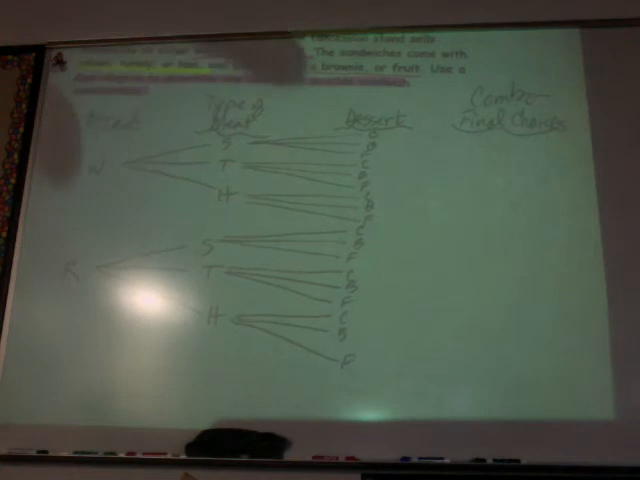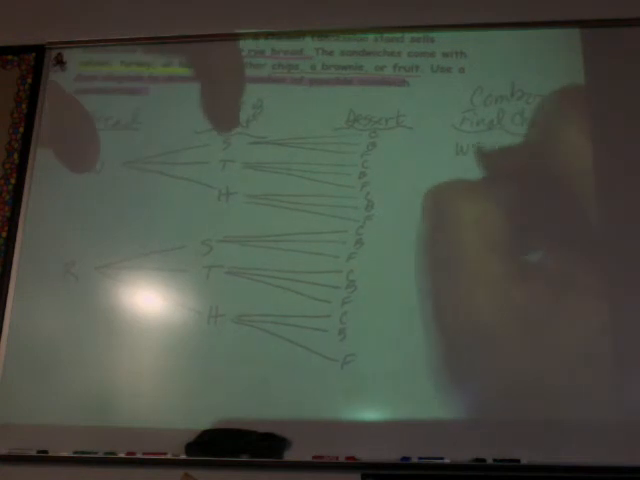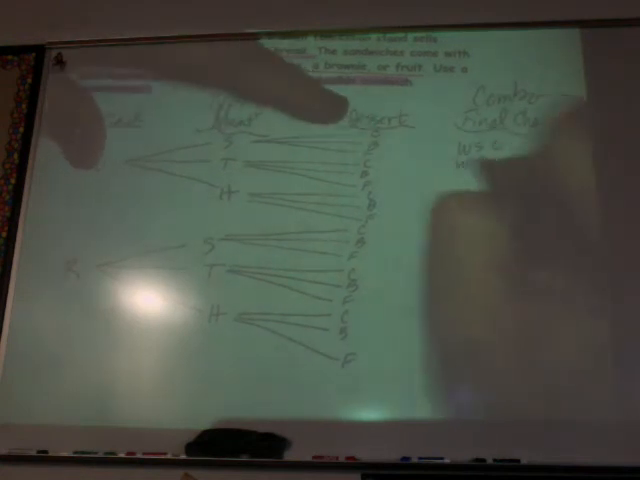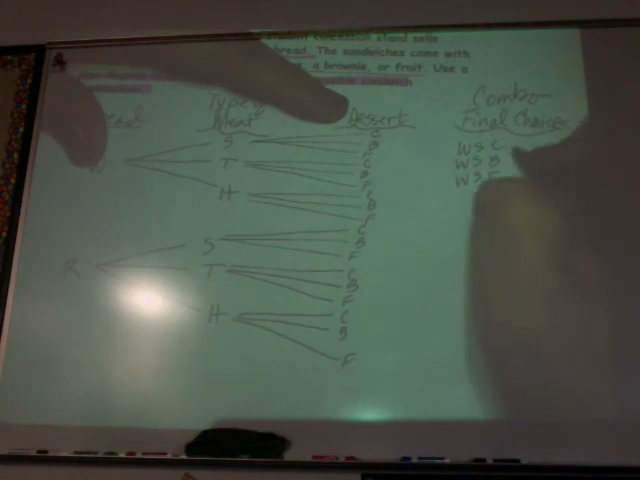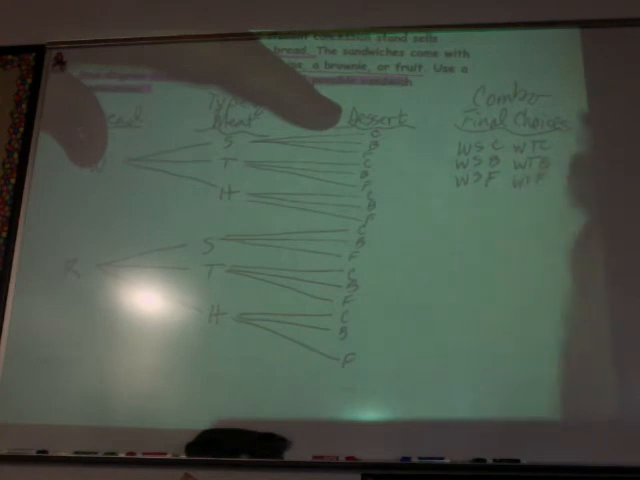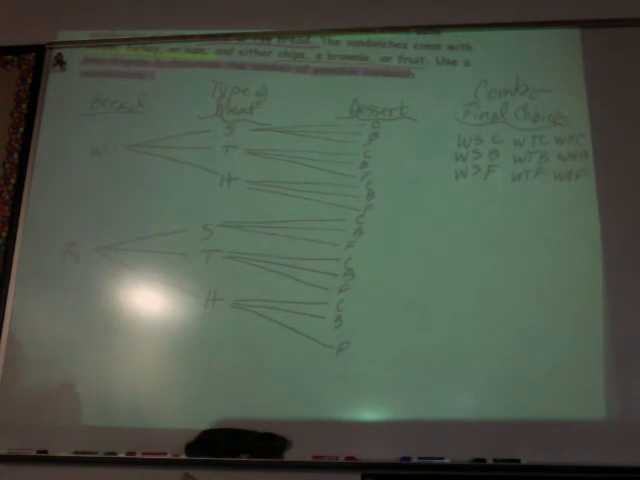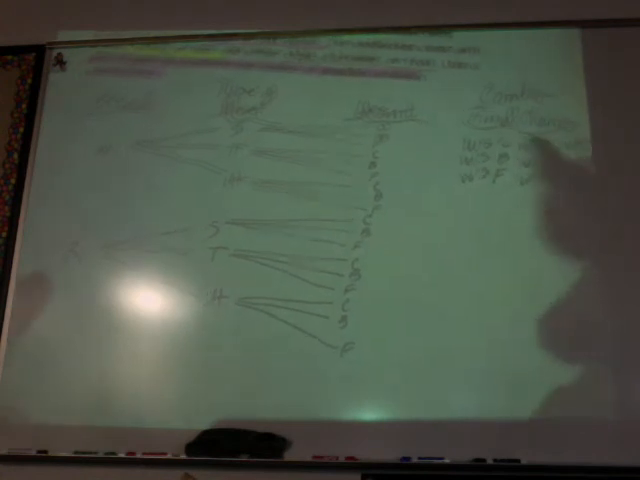So I would have wheat, salami, chips, or wheat, salami, brownie, wheat, salami, fruit, or wheat, turkey, chips, wheat, turkey, brownie, wheat, turkey, fruit, wheat, ham, chips, wheat, ham, brownie, wheat, ham, fruit, and so forth, right? And so do that all the way down. I'm not going to talk. I'm going to let you figure it out.